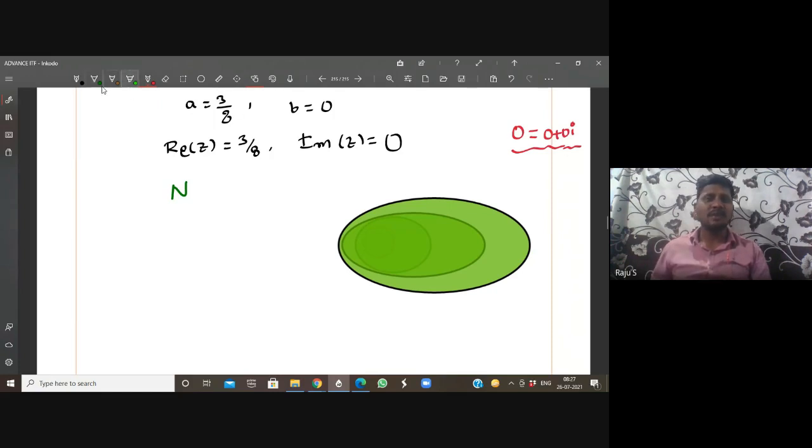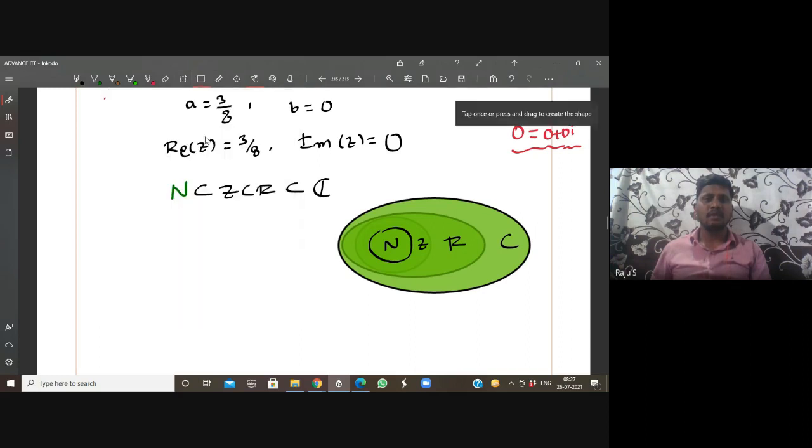So here, first the number system is natural numbers, next integers, next real numbers, finally complex numbers. So N is a subset of integers, which is a subset of real numbers, which is a subset of complex numbers. In between you can take whole numbers also. Like that you have to remember, students.